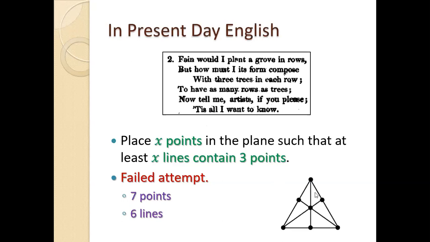So here's a bad example. This is a failed attempt to do this. So here we have 7 points in the plane. And if you count, you'll see that there are only 6 lines that contain 3 points. Okay, do you understand the problem? Is the problem clear? We want to put some number of points, and we should have at least as many lines that contain 3 points. Here the number of lines is smaller, so this is wrong. What do you think? Want to try to play with it? Want to suggest something? How can we try maybe to do that?